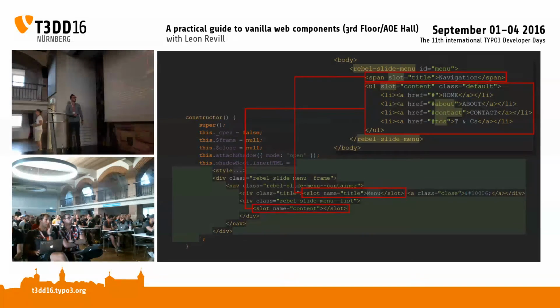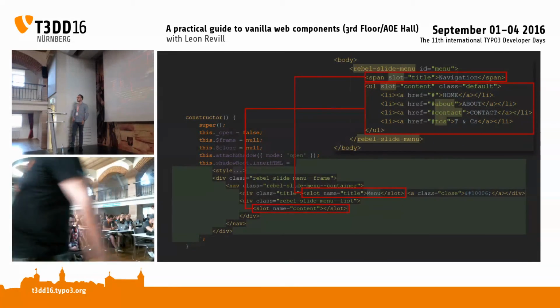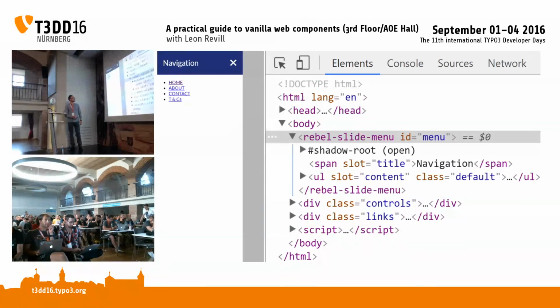If we just go back a slide, what I forgot to mention is you can also specify defaults with slots. As you can see here, we specify some text inside the slot element as menu, and that's what it'll default to if a user doesn't specify any content for the title slot.